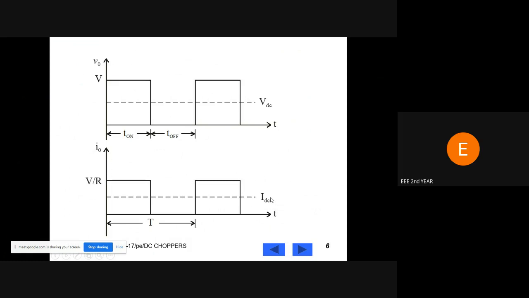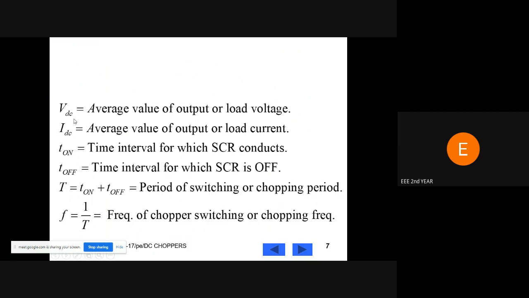Your IDC is a DC current and VDC is a DC voltage. Your output voltage is greater than your IDC as well as VDC, right? See here, this is VDC, which is an average output voltage, and IDC is an average output current, and T on is the turn on time period, and T off is the turn off time period of your particular device. And the total time period, which was given here as T, is equal to T on plus T off. And let's know the frequency f is equal to 1 by T.